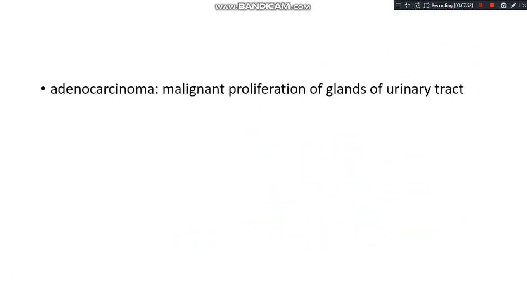Now adenocarcinoma is a malignant proliferation of glands of the urinary tract. If there is abnormal proliferation of glands, it can cause adenocarcinoma. And then the third condition we have is squamous cell carcinoma. Now, think for a while: if I'm saying that the urinary tract contains transitional epithelium, then why am I talking about squamous cell carcinoma here?